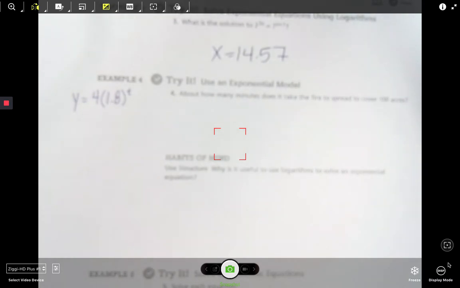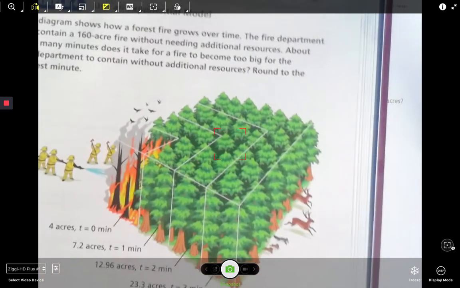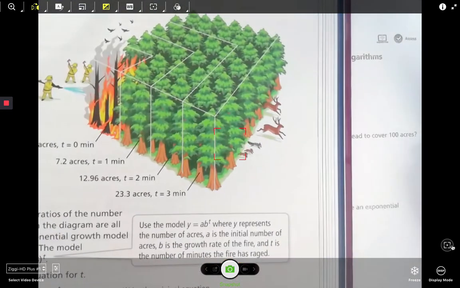Let me just read it to you so that you're not that confused. It says the diagram shows how a forest fire grows over time. The fire department can contain a 160 acre fire without needing additional resources. About how many minutes does it take for a fire to become too big for the fire department to contain without additional resources? So they came up with about 6 minutes or so before they need additional resources.